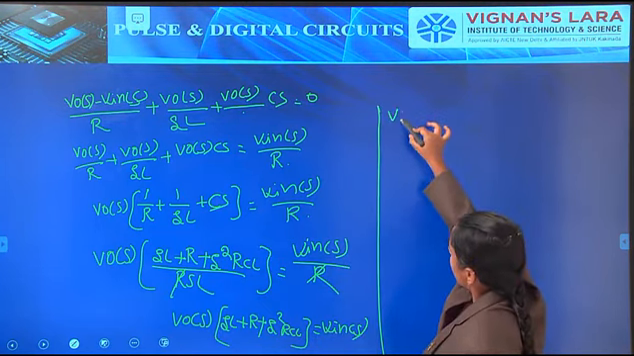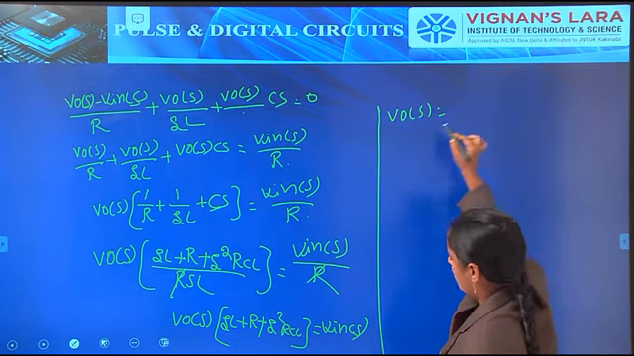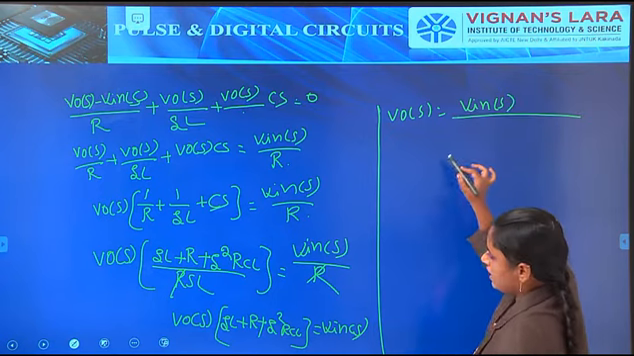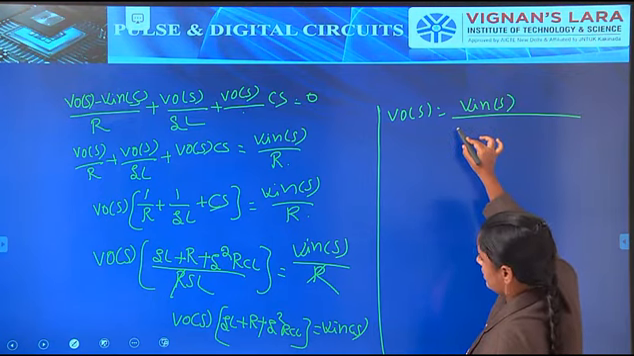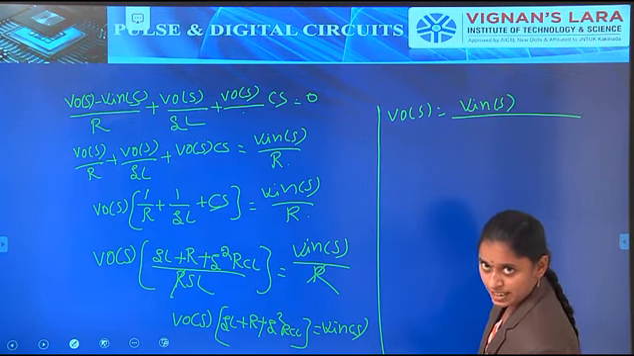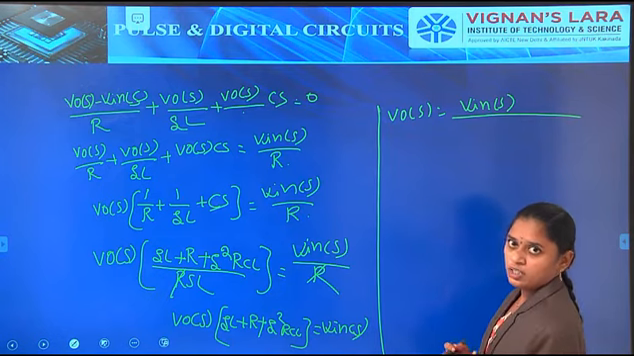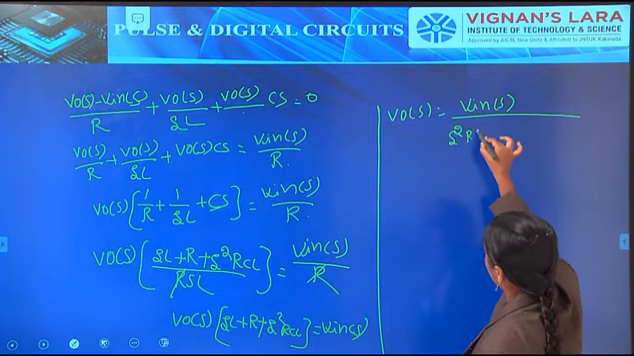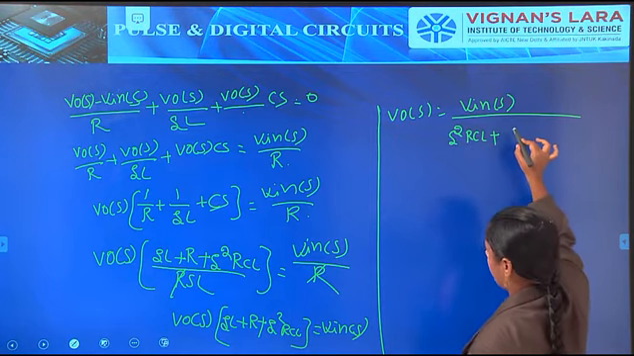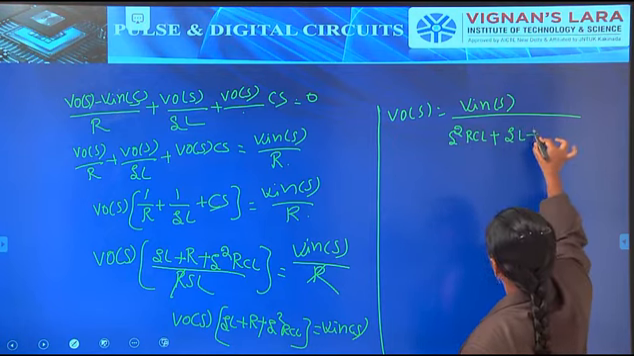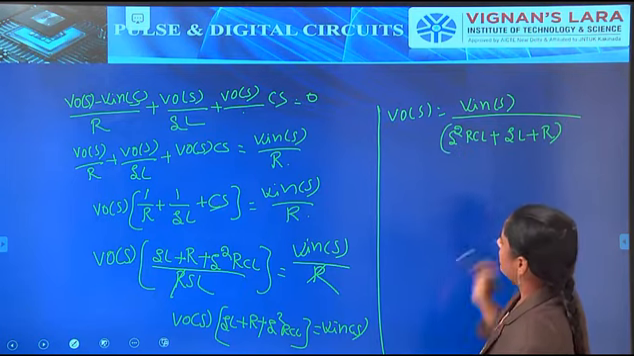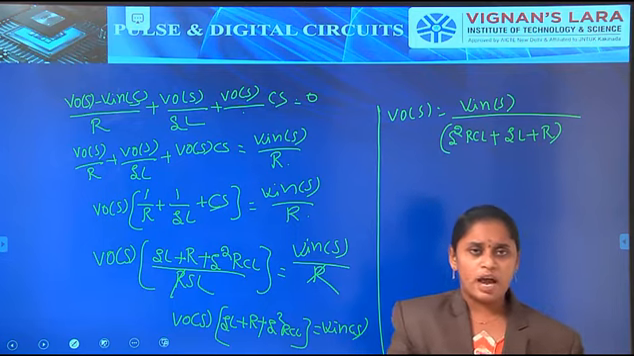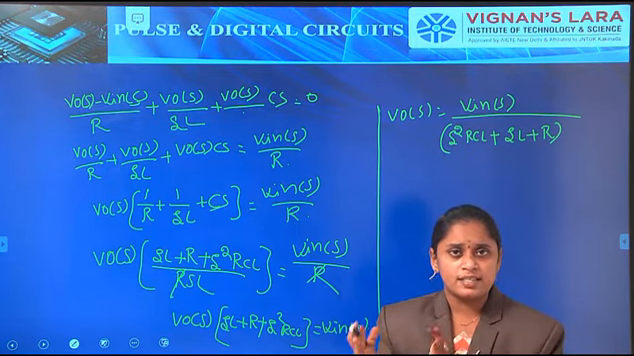So that is V naught of S is equal to V naught S by, first in terms of the S square term, then we have to write the S term, and also the normal term. That becomes S square RCL plus SL plus R. First we have to take RCL as common, because we have to take the terms at the S square condition only.